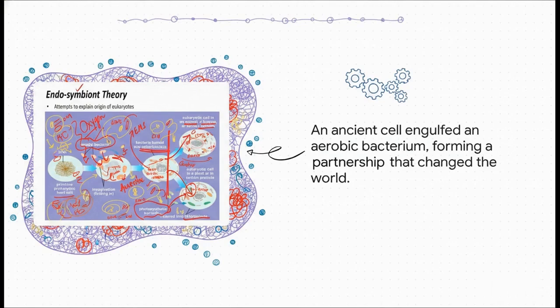So here's how it probably went down. Way, way back, maybe 1.5 billion years ago, you have a large primitive host cell, and it engulfs a smaller bacterium. But, and this is the crucial part, instead of digesting it, they form a partnership. See, that little bacterium was really good at using oxygen to make energy. So the bacterium got a safe home, and the host cell got a massive, reliable energy surplus. And that little bacterium, over eons, eventually became the mitochondrion.